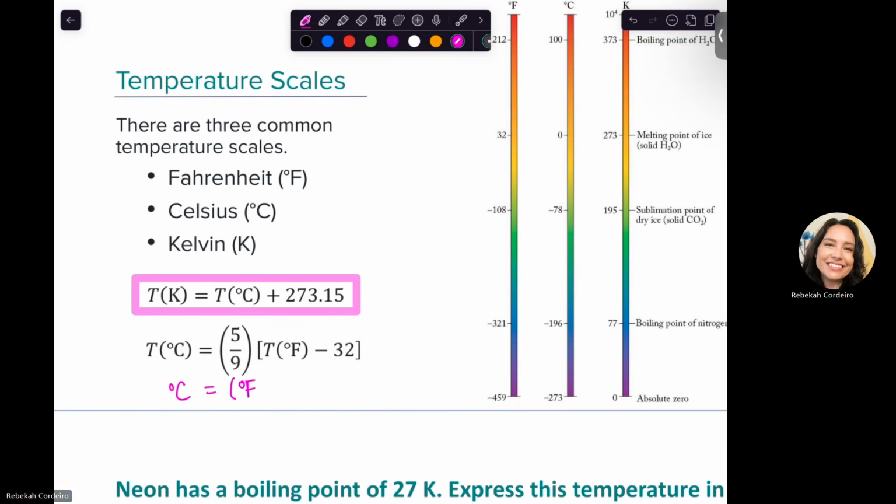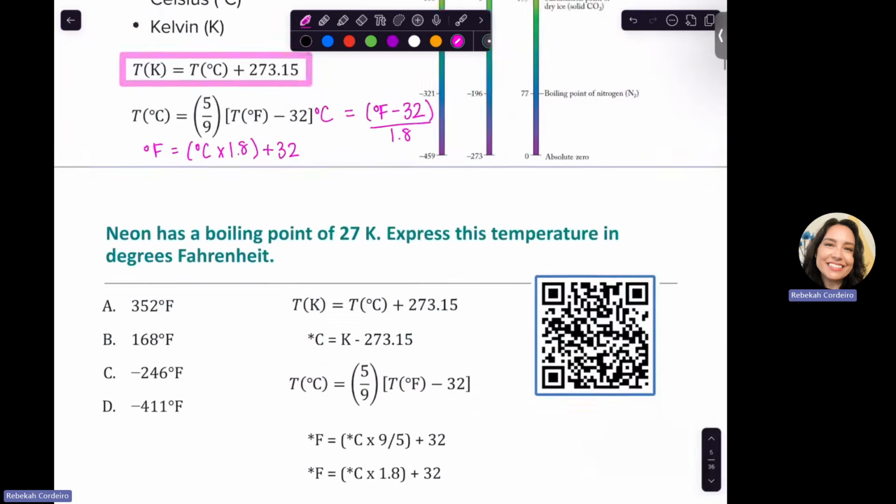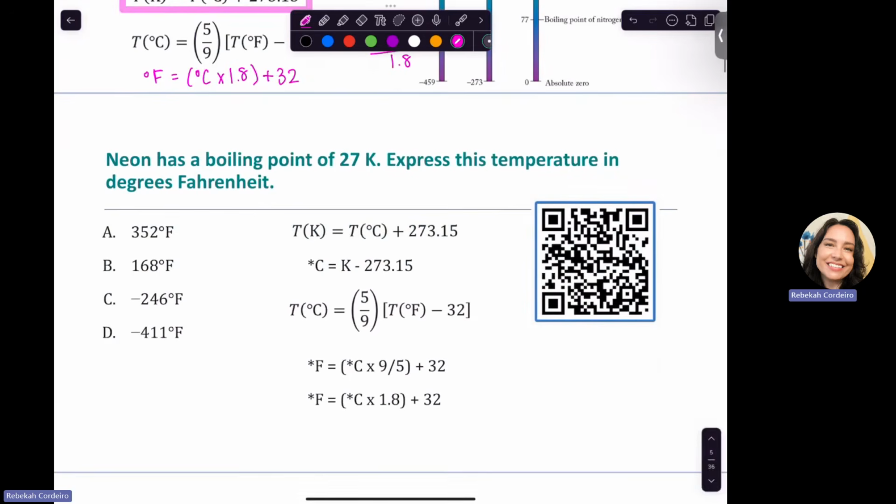Fahrenheit minus 32. I don't have enough space. Divided by 1.8. That's how I would write that, instead of the 5/9. Or we could write Fahrenheit is equal to Celsius times 1.8, or 9/5, plus 32. Either way, use those conversions or those formulas to see if you could solve this problem.